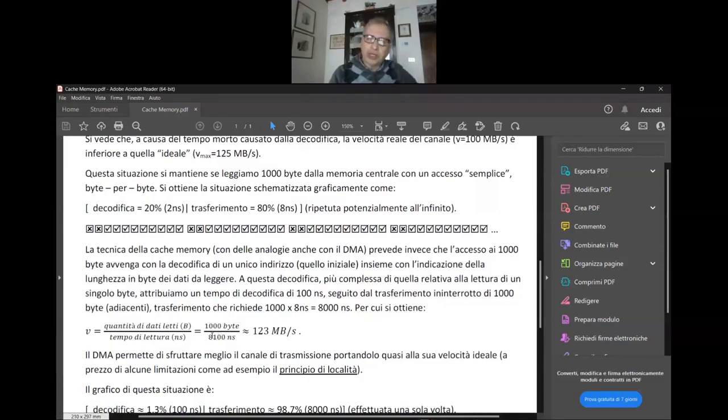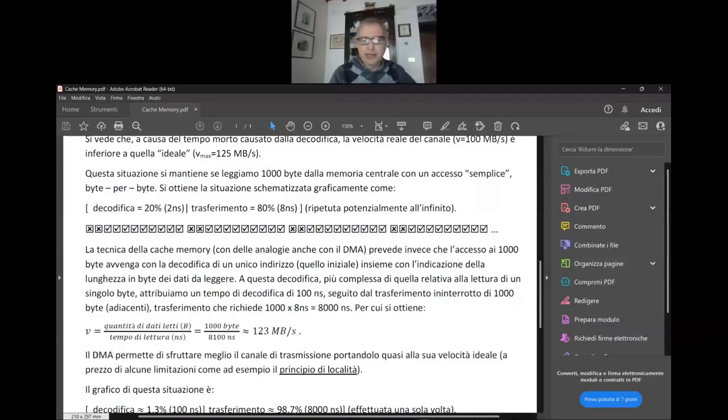Because I added to the 8,000 nanoseconds of the actual reading the time of 100 nanoseconds for the decoding of this more complex address, this multiple address, let's call it that. So we arrive at 8,100 nanoseconds. If we do the division, we realize that we get 123 megabytes per second, which is practically almost equal to the maximum speed of the channel. So this access allowed us to better exploit the channel speed.